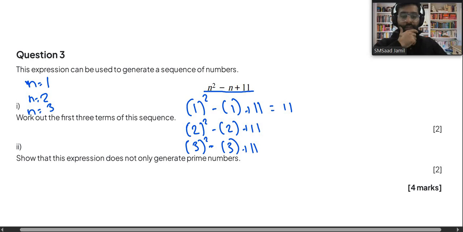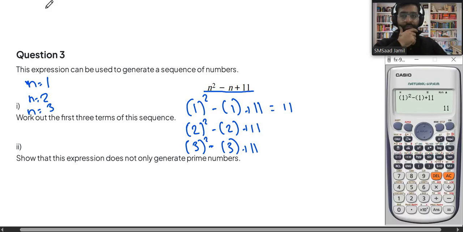For the second term, again same thing. So now I'm going to plug in the value of 2 instead of 1 because I'm finding the second term. Alright. So this becomes 13.